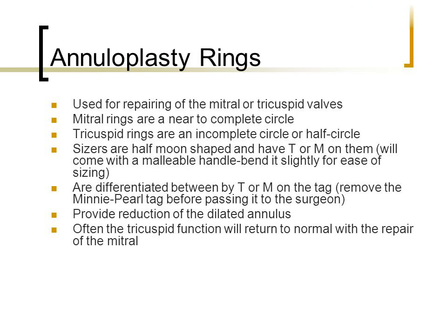Annuloplasty rings are used for repairing the mitral or tricuspid valves. Mitral rings are a near to complete circle. Tricuspid rings are an incomplete circle or half circle. Sizers are half moon shaped and have T or M on them, and will come with a malleable handle; bend it slightly for ease of sizing. Rings are differentiated by T or M on the tag. Remove the mini pearl tag before passing it to the surgeon. They provide reduction of the dilated annulus. Often the tricuspid function will return to normal with the repair of the mitral.